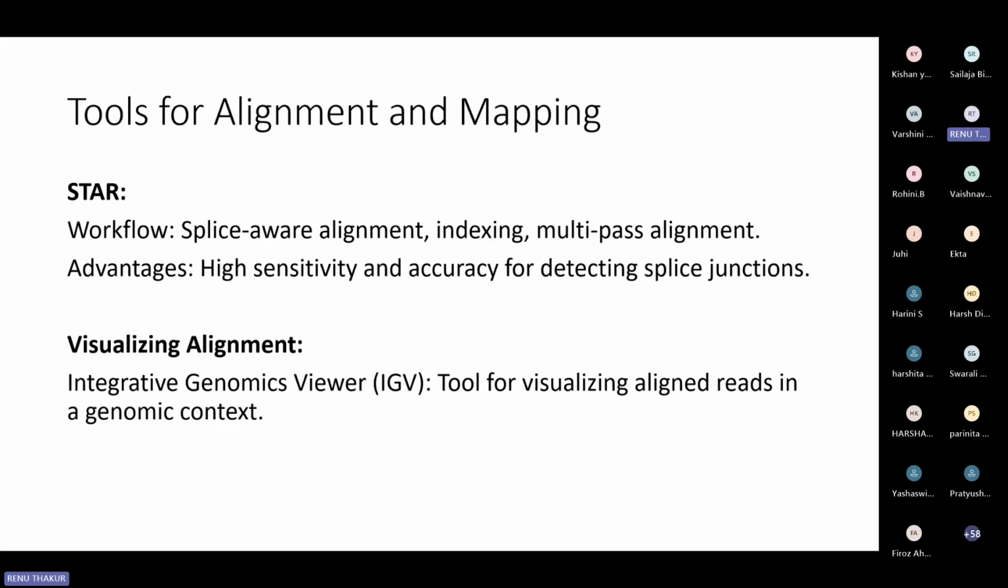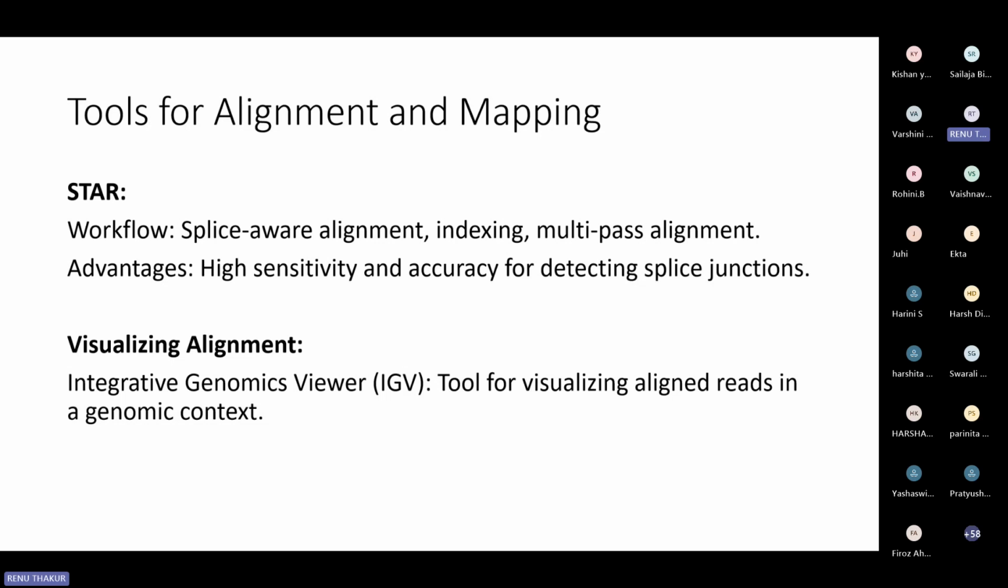Okay, and next thing is STAR. So spliced-aware alignment, indexing and multipass alignment can be done here. So it is highly sensitive and accurate when it comes to RNA sequence data, and for detecting splice junctions, whether the particular sequence has only transcripts of coding regions, not introns, like that.